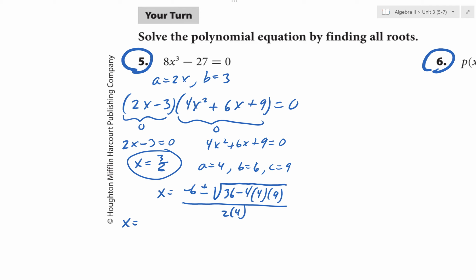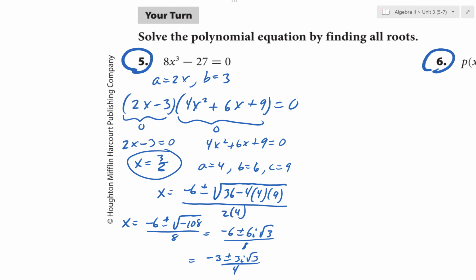Okay, so that ends up being x equals -6 plus and minus the square root of -108 over 8. And when we simplify that, that turns out to be -6 plus and minus 6i root 3 over 8. And that can reduce to -3 plus and minus 3i root 3 over 4.